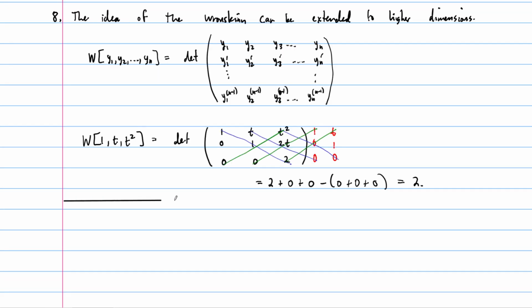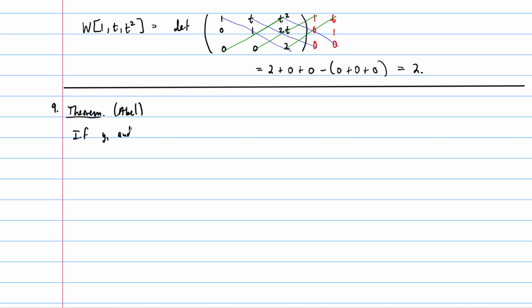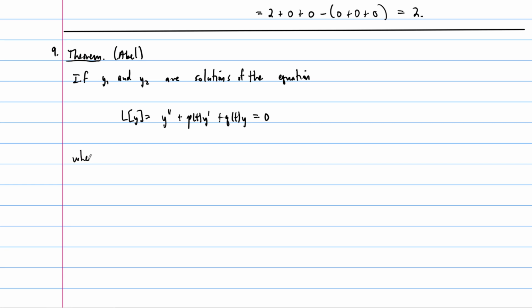Okay, we're almost done. I just want to state one more theorem, and then we'll call this lecture completed. So this theorem is, again, very important. It gets a name. It's called Abel's theorem. So Abel's theorem says the following. If y1 and y2 are solutions of our second order linear homogeneous differential equation, L of y, I'll write this out again, but remember what this means: y double prime plus P of t y prime plus Q of t y equals 0, where P and Q are continuous.